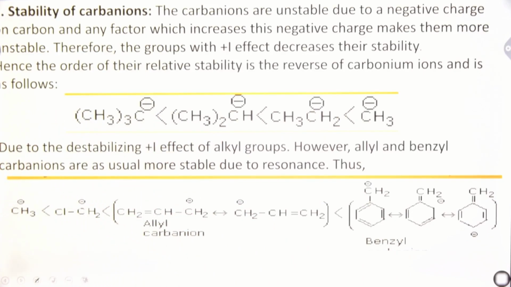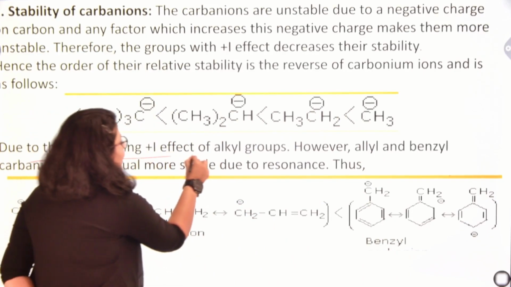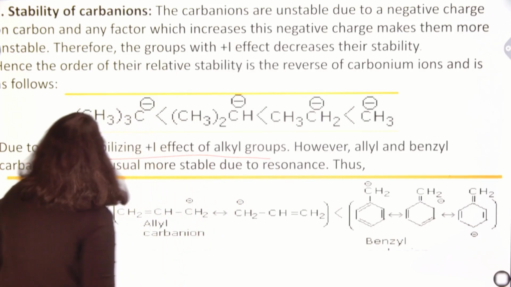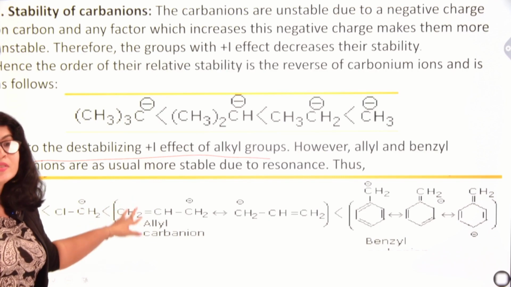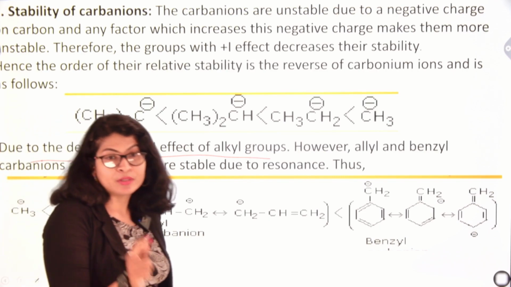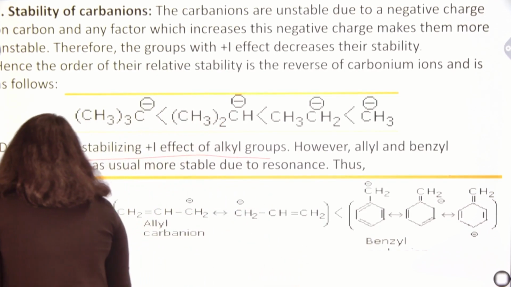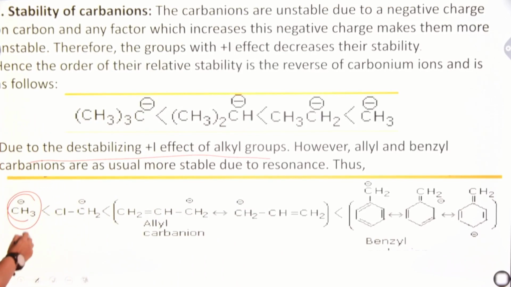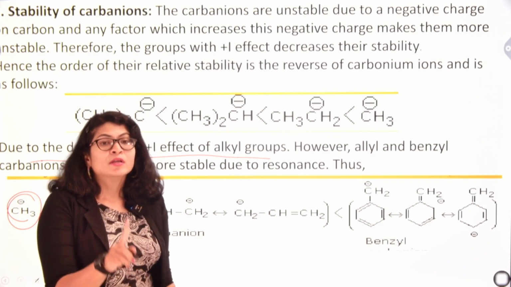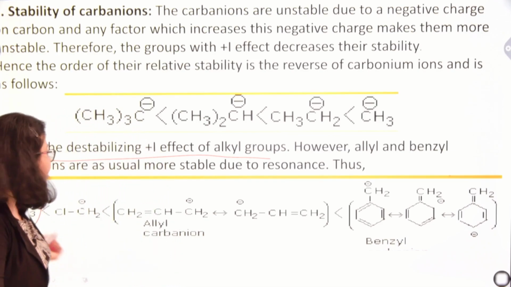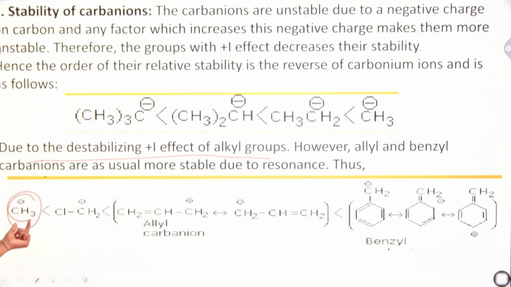Now, due to the destabilizing plus I effect of alkyl groups, the allyl and benzyl carbanions are however more stable. Why? Due to resonance. Here what happens? If I see methyl CH3 minus, then the minus is entirely residing over one particular carbon. The electron density is residing over this carbon only. It cannot delocalize its charge.